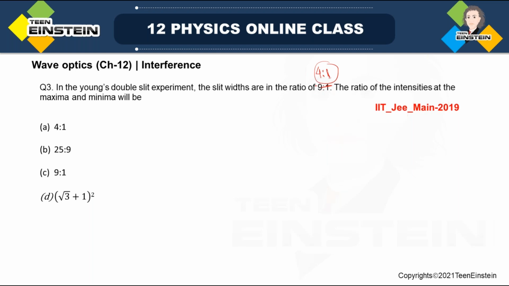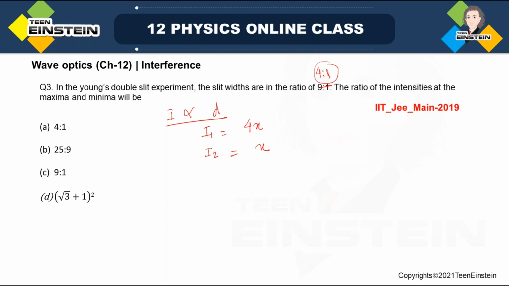Okay, so let us take this as 4:1. So slit widths are in the ratio 4:1. The ratio of the intensities at the maxima and minima will be what? So this I have already discussed once. Intensities are actually directly proportional to the slit width. Then what I can write is that intensity, suppose it is some 4x, and intensity for the other one is some x. I can just take it.